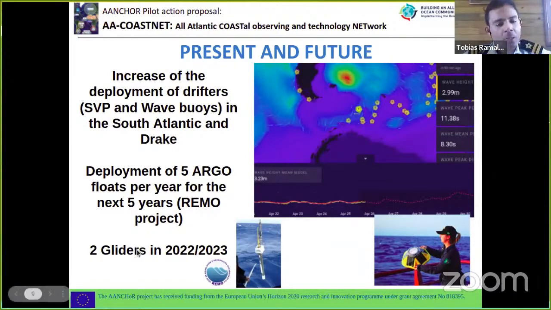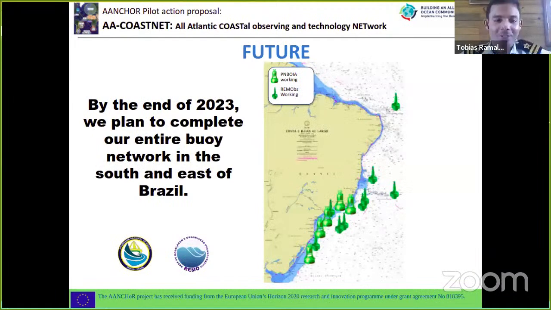And in the HEMOBS project, we will deploy the first glider in 2022, I hope in October, and a second glider in 2023. For the future, we hope that by the end of 2023, we plan to complete our entire network in the South and East Brazil. So I hope we can have a lot of green and working buoys until the end of next year. I hope we can make vandalism a smaller problem.